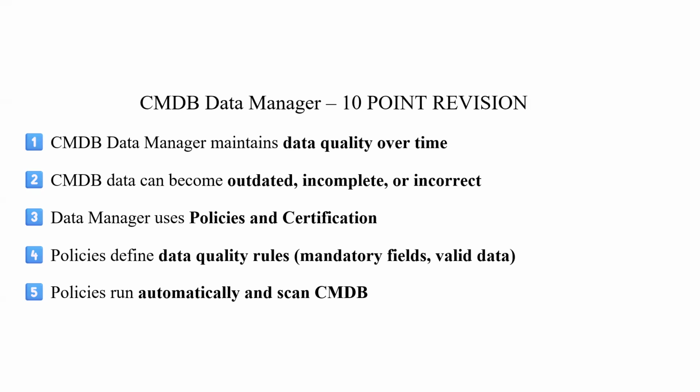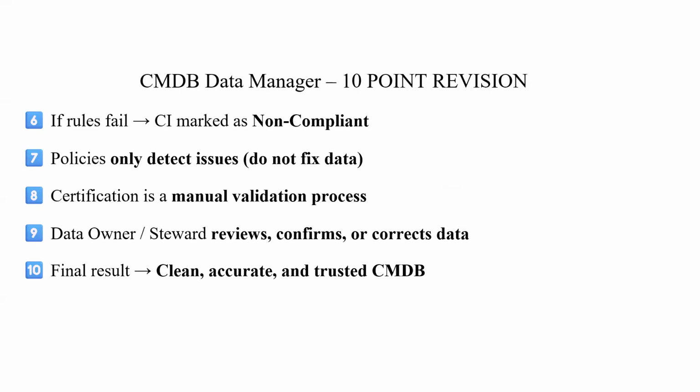Next one, policies run automatically and scan CMDB. It means no manual work. System checks automatically. For example, every day at 2 a.m., policy scans all servers, then find missing or incorrect data. Next one, sixth one, if rules fail, CA marked as non-compliant. It means if CA breaks the rules, marked as non-compliant. For example, server without owner, then status as a non-compliant. So it will impact the alert teams and visible in reports.